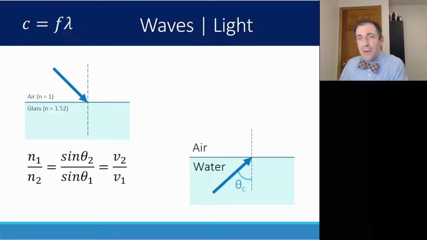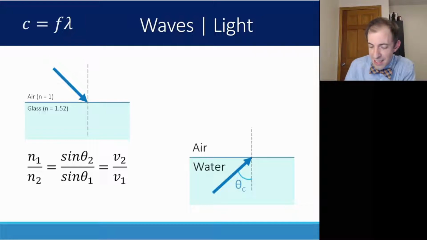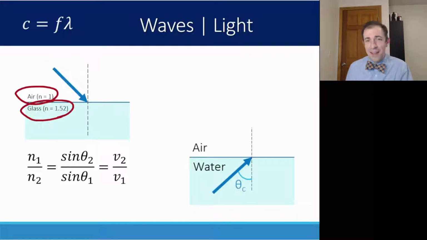All right, another way that we saw the motion of a wave is through this idea of refraction and how light can travel from one medium to another. When it does that, it changes its direction. And the reason it changes its direction is because light moves slower in certain media. So if we go from air to glass, light slows down.